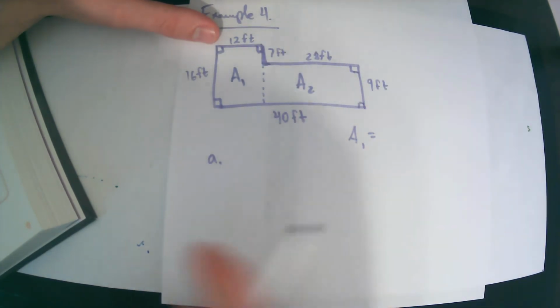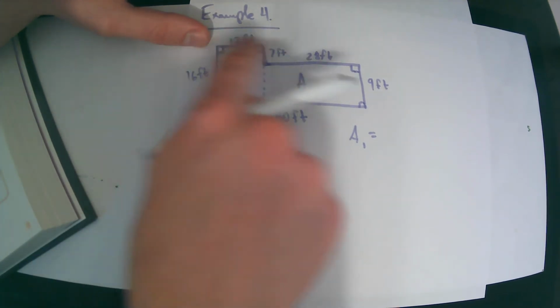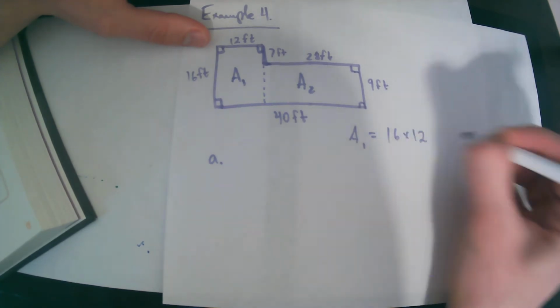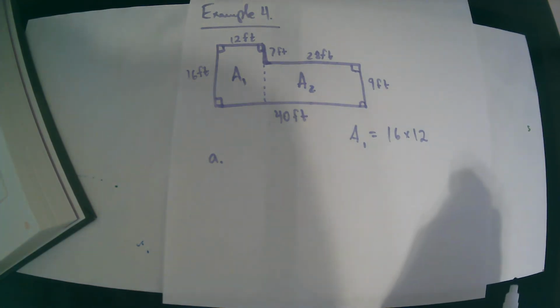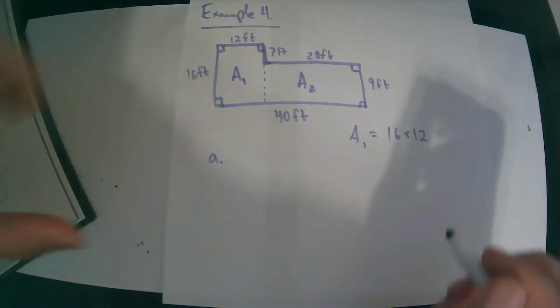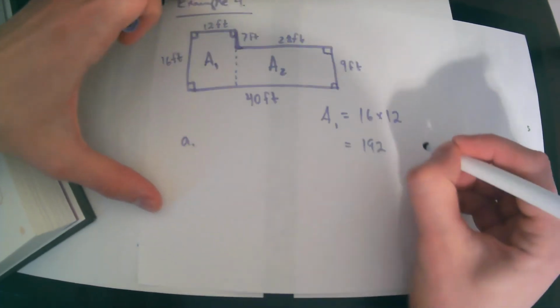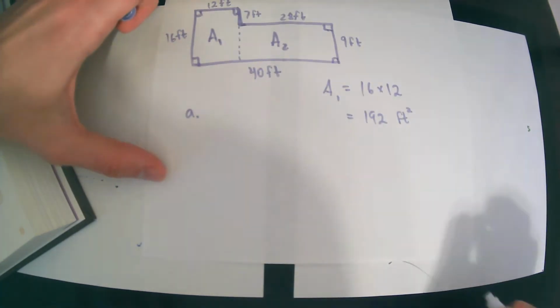A1 is going to be 16 by 12, 16 feet by 12. And 16 times 12 is 152, is that right? Just pop it into the calculator. No, 192, sorry. 192. And I can say feet squared or square feet. I'll say feet squared like that.